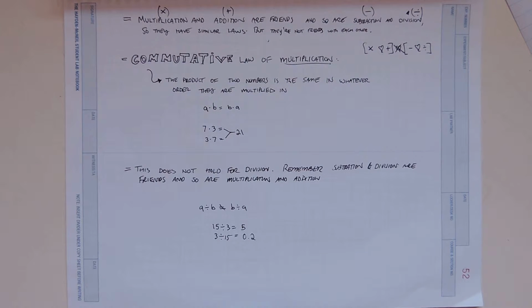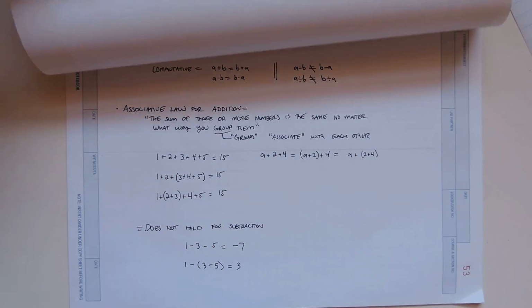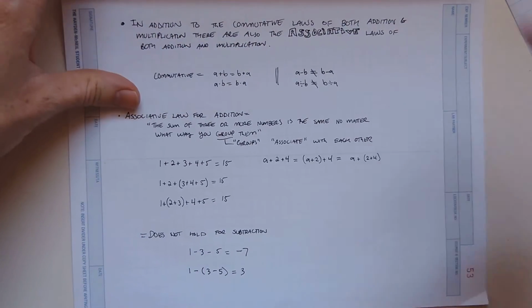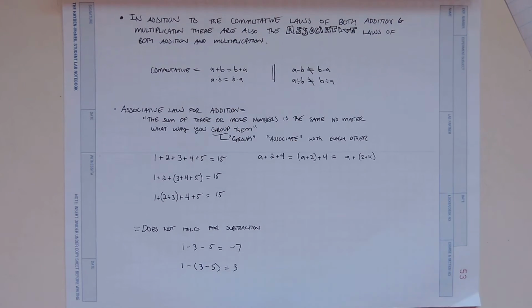But this does not hold, however, for division. a ÷ b does not equal b ÷ a. Again, real life examples are 15 ÷ 3 = 5, and 3 ÷ 15 = 0.2. Okay, so in addition to the commutative laws of both addition and multiplication, there are also the associative laws of addition and multiplication. Here again, if you already forgot, are the commutative laws for addition and multiplication.